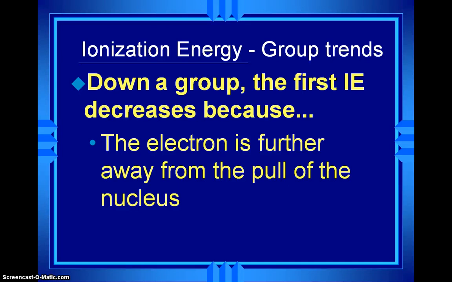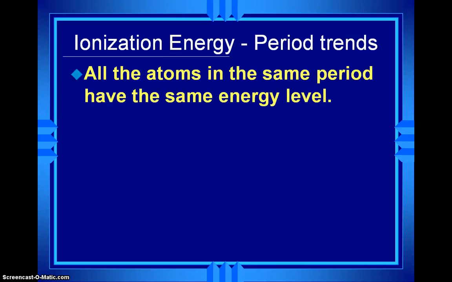And electrical attraction is just like magnets, it is based on 2 things. It's based on the strength of the charge, but also the proximity of the charges to one another. So if an electron is further away, the hold that the nucleus has on it is a lot weaker, a lot less. And so it takes less energy to pull it away. So as we go down a group in the periodic table, the first ionization energy decreases.